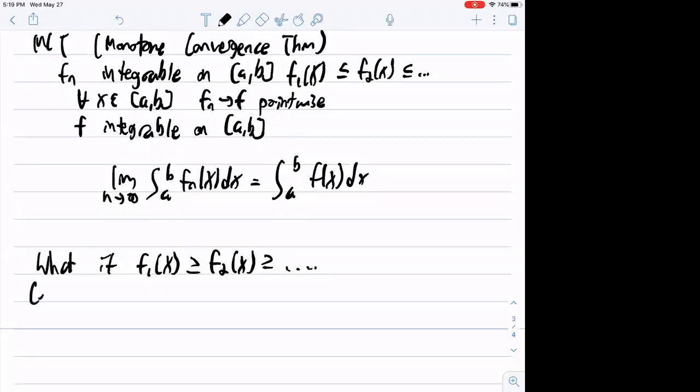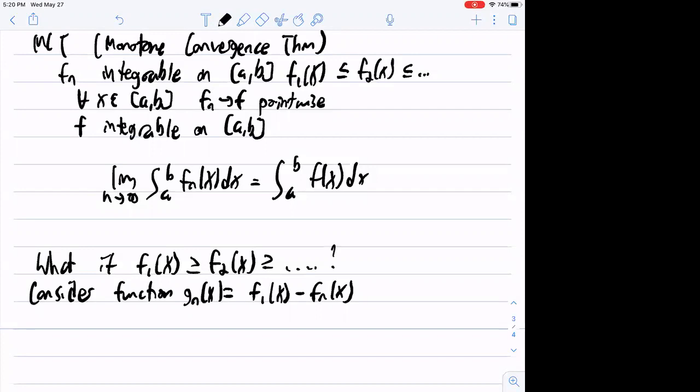So consider the function g of x equals f1 of x minus fn of x. What can you tell me about this function now? Anyone? Sorry, that makes no sense. Gn of x, sorry. Gn of x is f1 of x minus fn of x. Is this function increasing or decreasing?